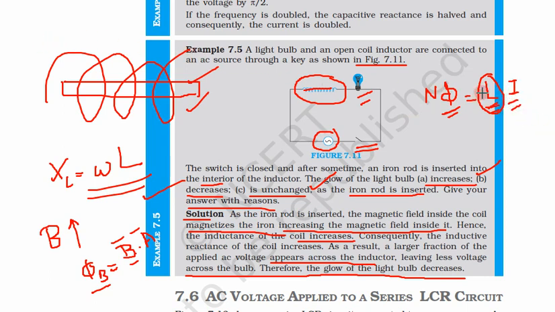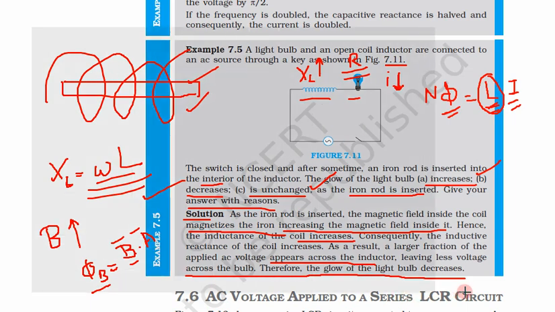Now let us see what is the effect of this L increase. Since we know XL is equal to omega L, L increase will increase XL. Now we see this is a series circuit, so this is XL, this is R. If XL is increasing, total resistance of the circuit is increasing, that means current in the circuit is going down, because R is fixed but XL is increasing. So current will go down. If current is low, the glow of the bulb will decrease. In this way, we can understand this problem.